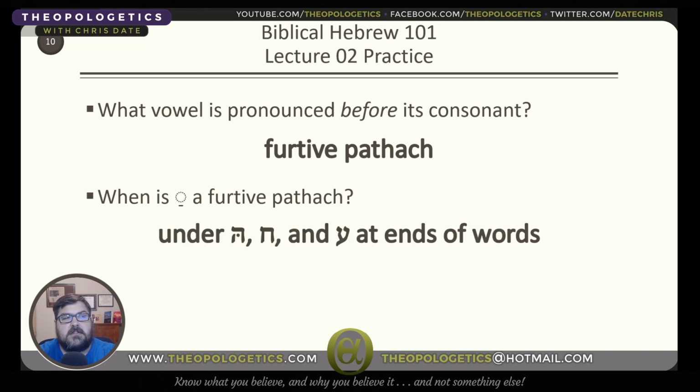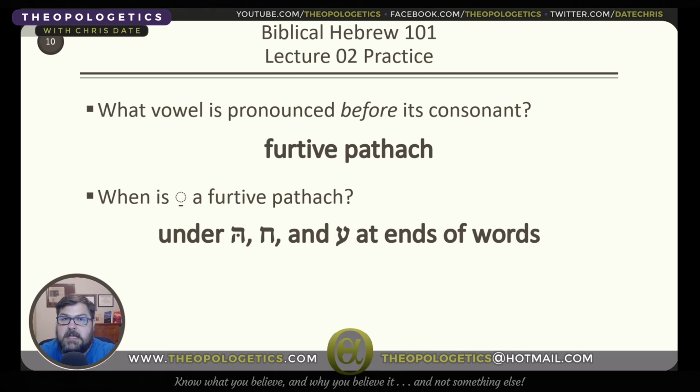The answer is under a hey with a dot in it, a chet, or an ayin at the ends of words. So not under the hey with a dot in it, or chet, or ayin in the middle or beginnings of words, but only at the end. At the end of a word, a pathach under a hey with a dot, a chet, or an ayin is a furtive pathach. And so, take for example the word ruach.